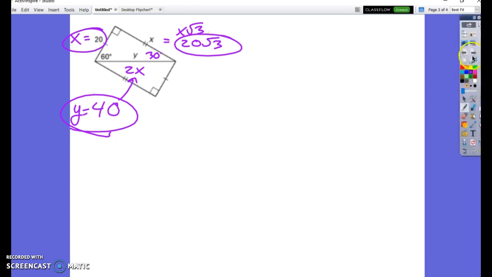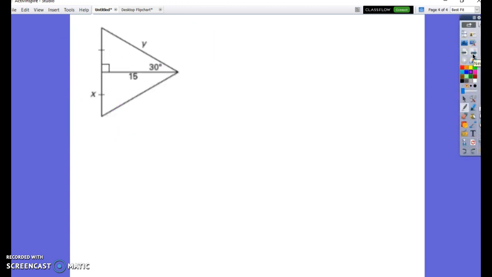All right, last one. This is the harder one here. Bear with me, nice and easy. If this is x, this is x. I'm just saying because it's split in half. That's 60. How do I know that? 90 plus 30 is 120. 180 minus 120 is 60.